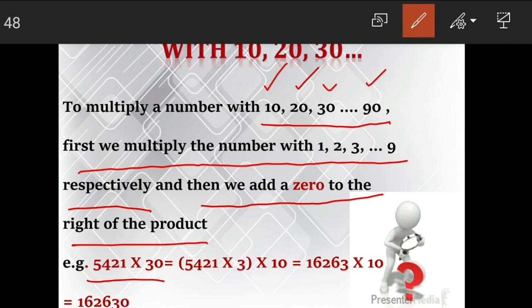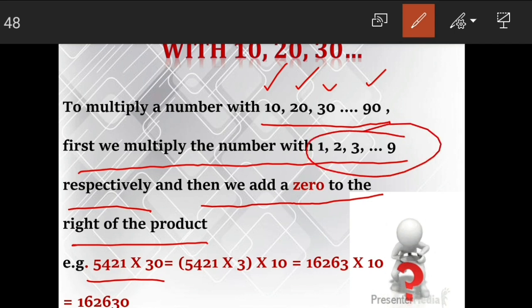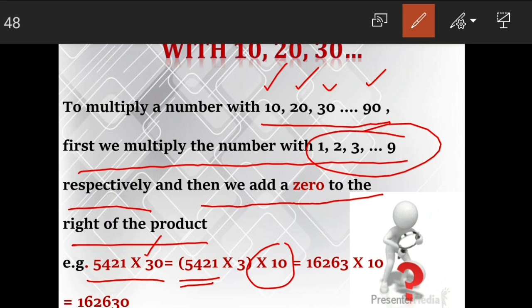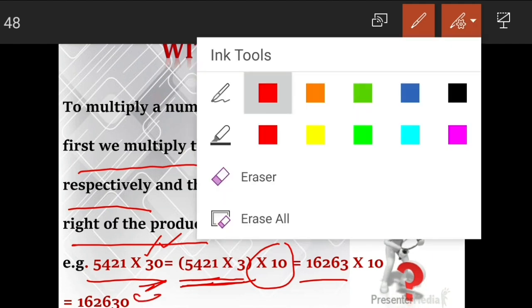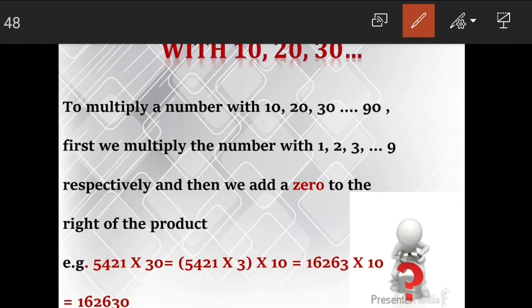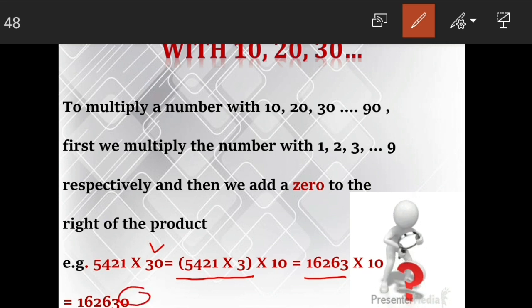5421 into 30. As it is written here, first we will multiply the given number with 3 and then we will write the 0 outside. When we multiply these two numbers we get 16263, and because 30 has a 0, we will add one 0 with the answer. So what we did: first we multiplied these two, we got 16263, and then because 30 has a 0 with it, we added one 0 with the answer.